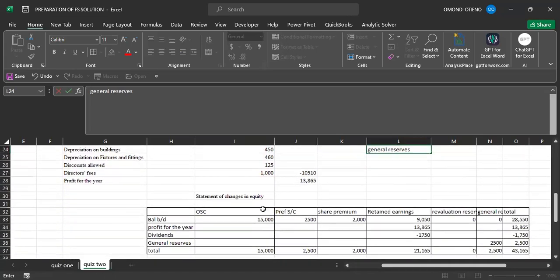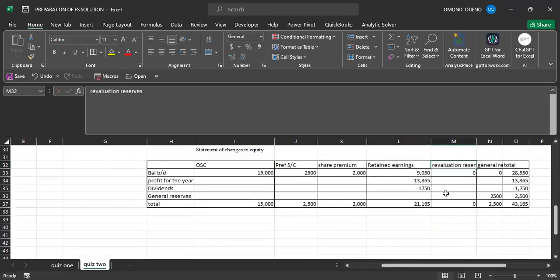Actually, come and pick the titles from the statement of changes in equity with balances. So ordinary share capital, preference share capital, share premium. Of course, the two are capitals. Then share premium, retained earnings. Revaluation reserves does not have any balance, so no need of including it there. General reserve has got some balance. Now, why are we getting the balances column-wise?